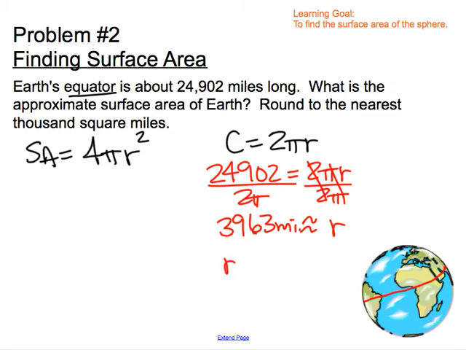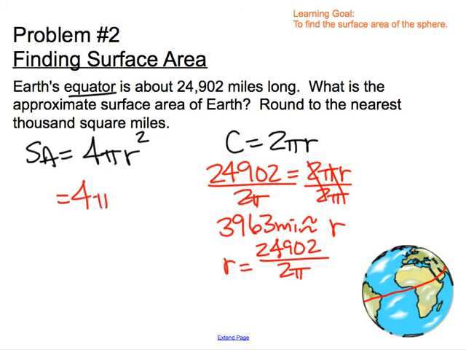Now, I'm going to be a little bit more specific though. I'm going to keep r as 24,902 divided by 2 pi, and I'm going to plug that over here. I could use this approximate value for the radius, but if I approximate the radius and then square it, the amount of error that I'm going to have is going to be somewhat large. So I'm actually going to take this exact value and plug it into the formula.